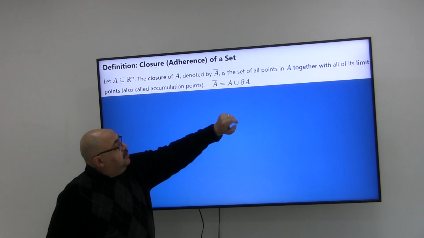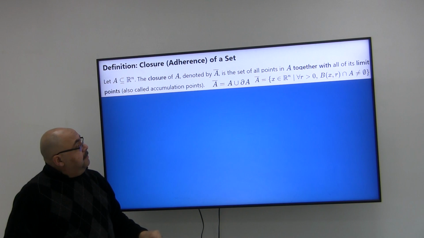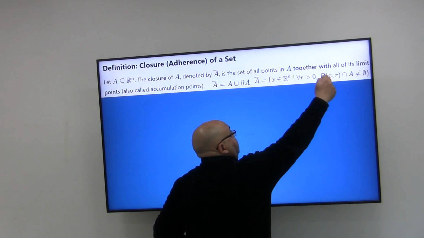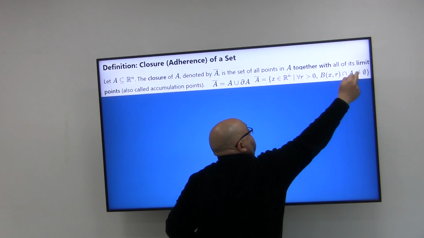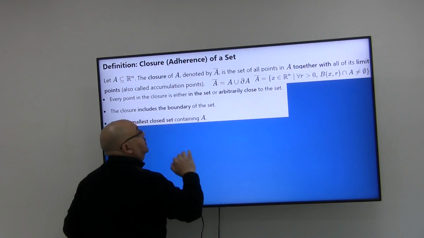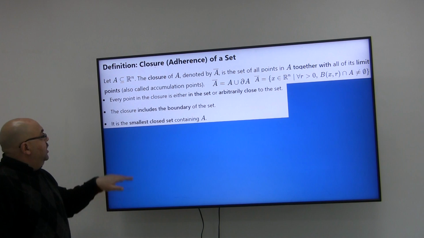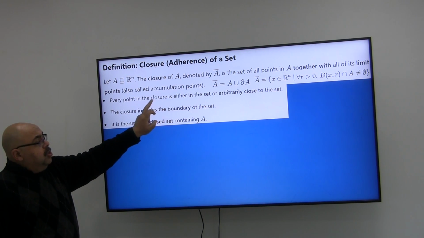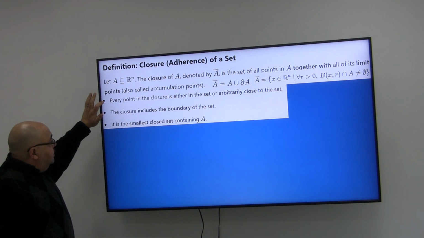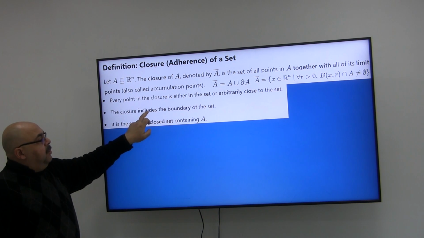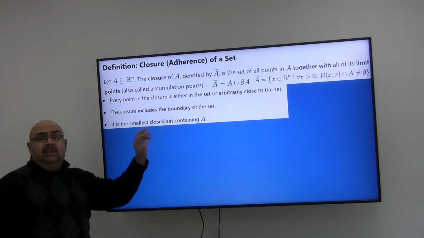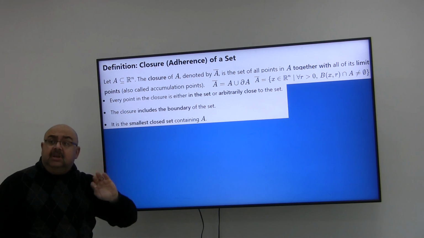A plus the frontier, union the frontier. Okay? And it is defined as you can see: the open ball at X with radius R intersection A is not equal to phi, so it is the points on the boundary. Every point in the closure is either in the set or arbitrarily close to the set. This is important. The closure includes the boundary of the set. It is the smallest closed set containing A.